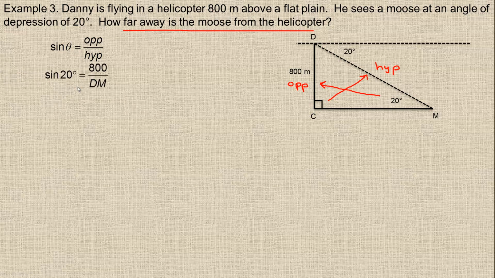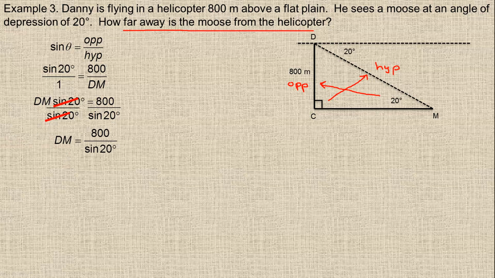So let's fill in the values. We're working with this 20-degree angle. The opposite side is the 800, and we're trying to find the hypotenuse, which is the DM side. That's what I'm calling it here. So if we write the sine of 20 as sine 20 over 1, we can cross multiply. So 800 times 1, which is 800, would equal the product of the DM and the sine of 20. Now I'm trying to isolate for DM, so I would divide out the sine of 20 from both sides because I want to get the DM alone. So DM is equal to 800 divided by the sine of 20.